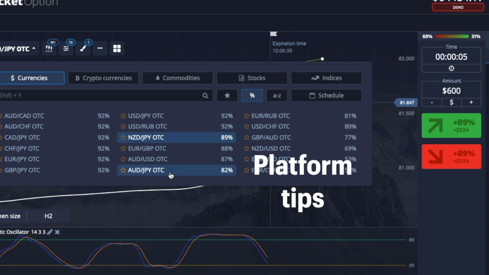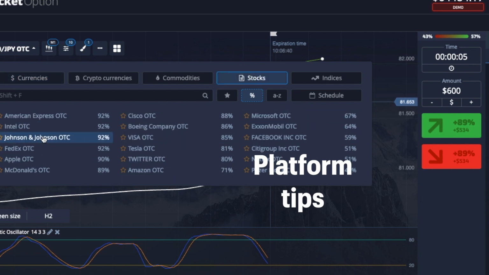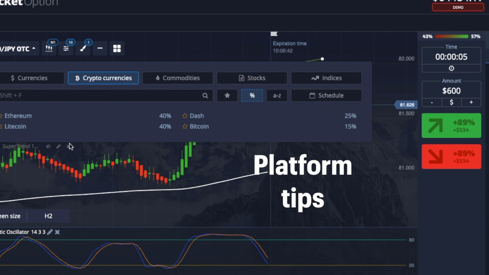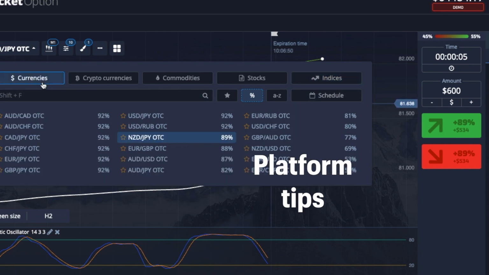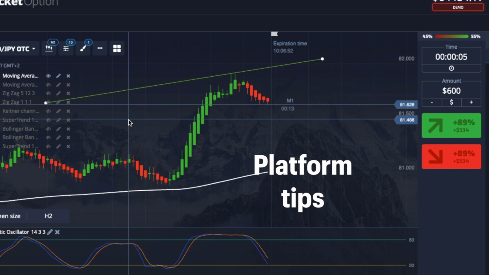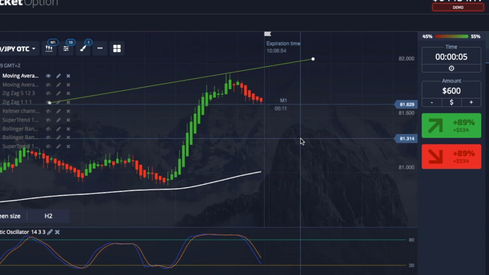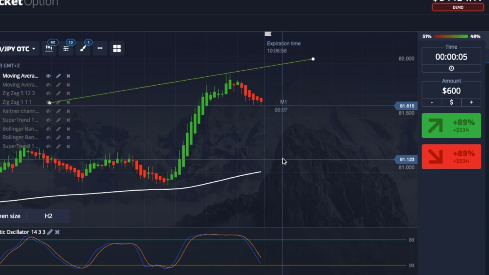And most people know where all the pairs are. You can see all the different stocks, cryptos as well. They've also added the new indices right here. Obviously, they're a little bit lower, so some people just stay with the currencies. But again, just familiarize yourself with the platform. You know how to make your first deposit, go for it, and start trading.